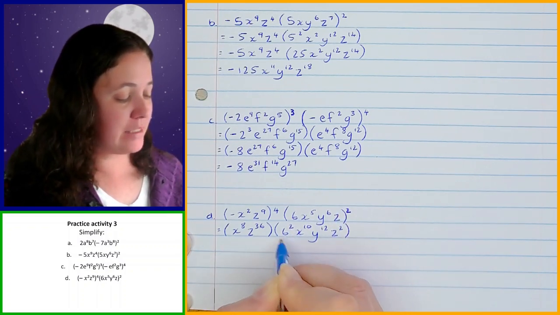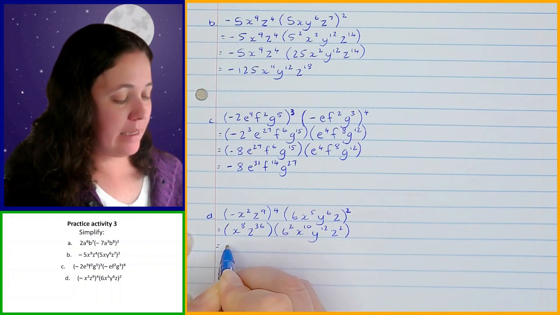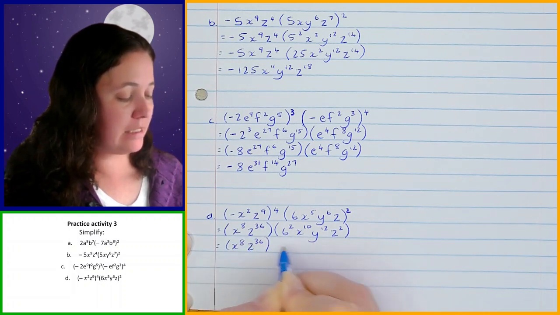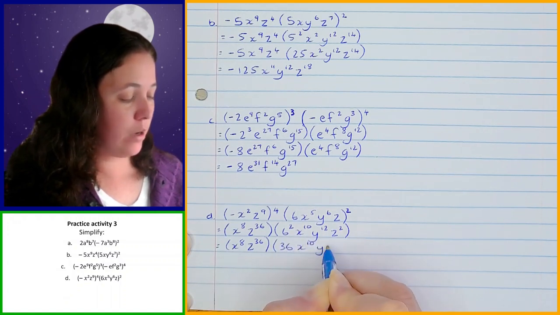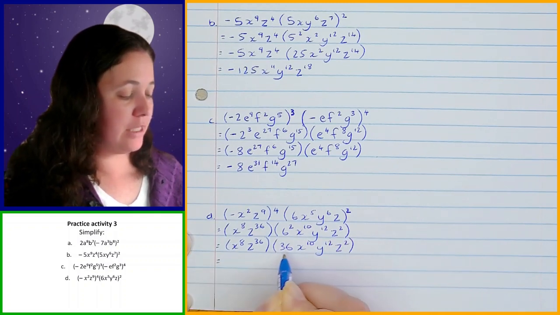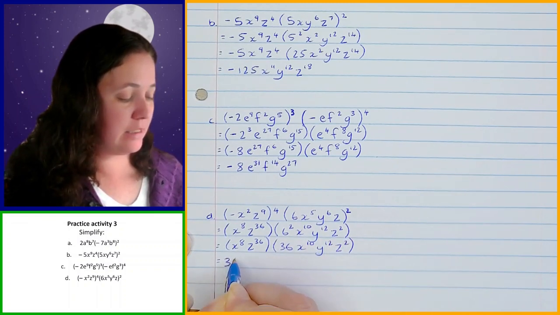Now I'm going to simplify the 6 squared over here. So that gives me x to the power of 8, z to the power of 36. That's not changing yet. This is going to be 36, x to the power of 10, y to the power of 12, z to the power of 2. And now I can simplify. The 36 is the only number, so it's going to stay 36.